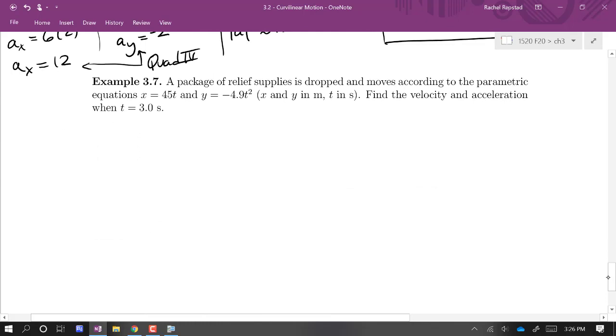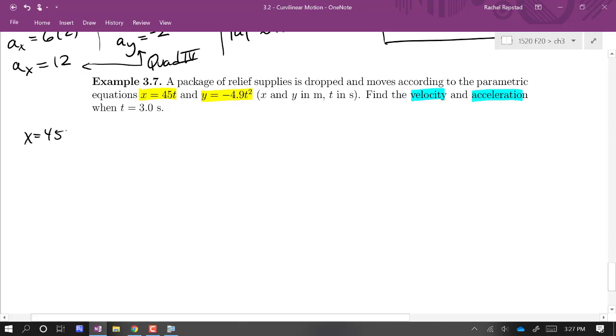Alright, let's try one more. In this problem, again, they've given us a pair of parametric equations. We want both velocity and acceleration. So we're going to have to find two vectors. So I know I'm going to need both the first and second derivatives for y and x with respect to time. So let's do that part first.